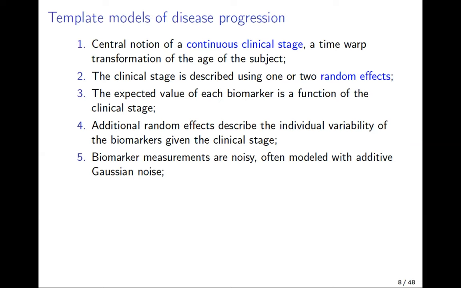clinical stage. All right. So this clinical stage is described by one or two random effects, typically the time of onset and possibly the speed of progression. But some models have been developed with more than that, with a full time warping of the age of the subject to some kind of Alzheimer age, and then the expected value of each biomarker is described as a function of this, which is very different from the models used by biostatisticians, where the random effects are only on the vertical axis, and not on this horizontal axis corresponding to the onset and the speed of progression. And surely this might not be enough, and eventually additional random effects are used, describing individual variability of the biomarker.